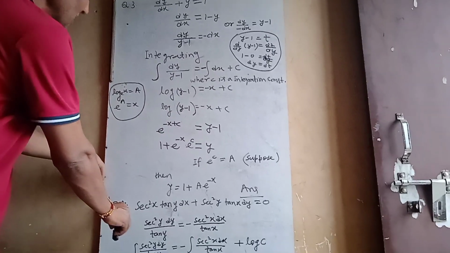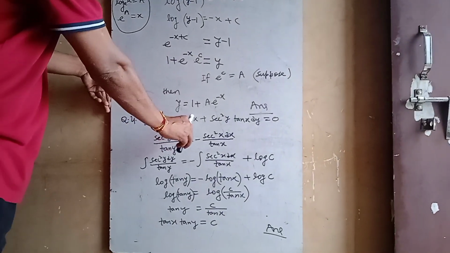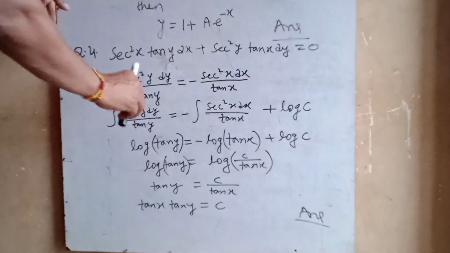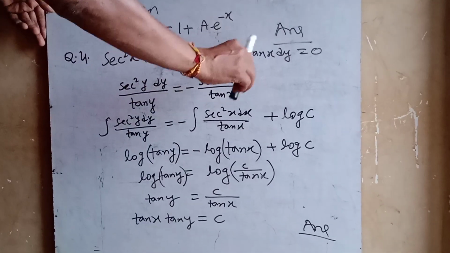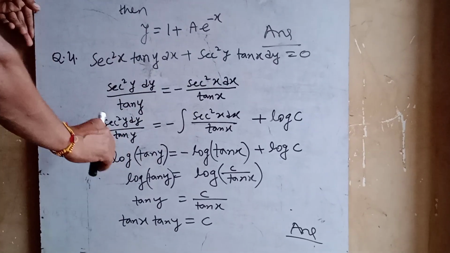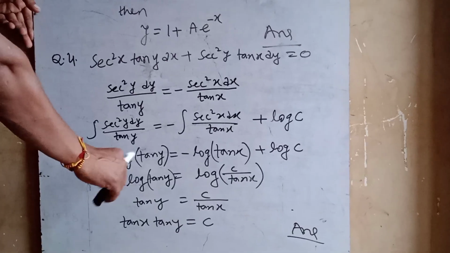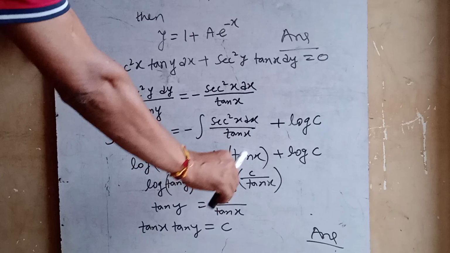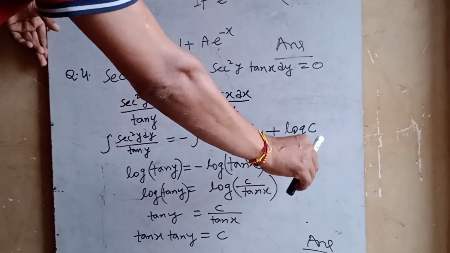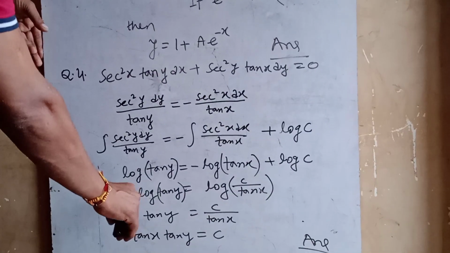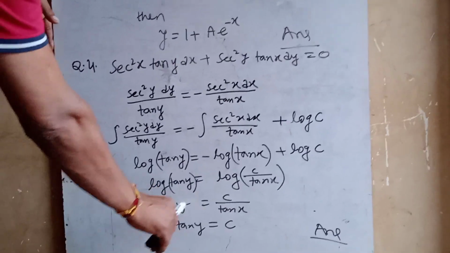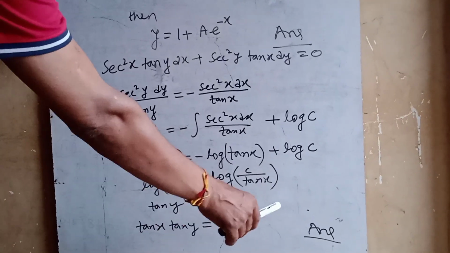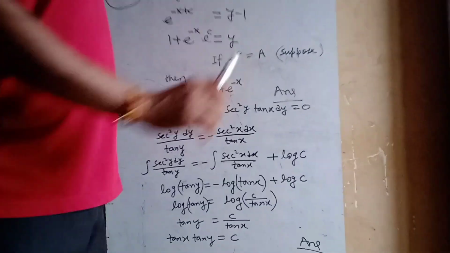And another question, question number 4: sec square x tan y dx plus sec square y tan x dy equals 0. We can write this question as follows, and on integrating we get log tan y equals minus log tan x plus log c, and we can have tan y equals c upon tan x, or tan x tan y equals c is the answer.